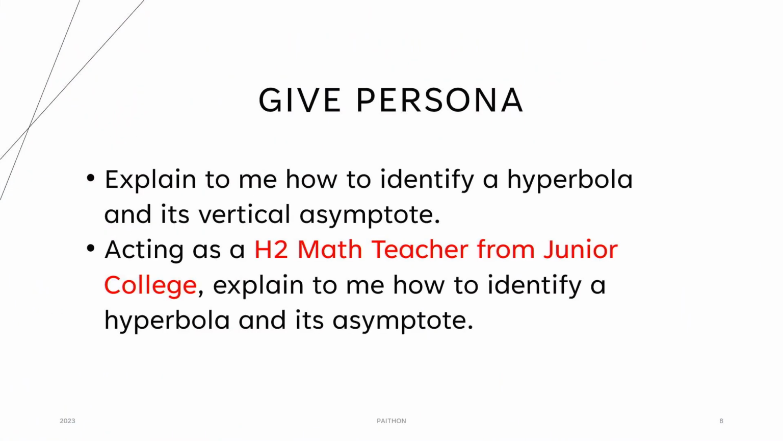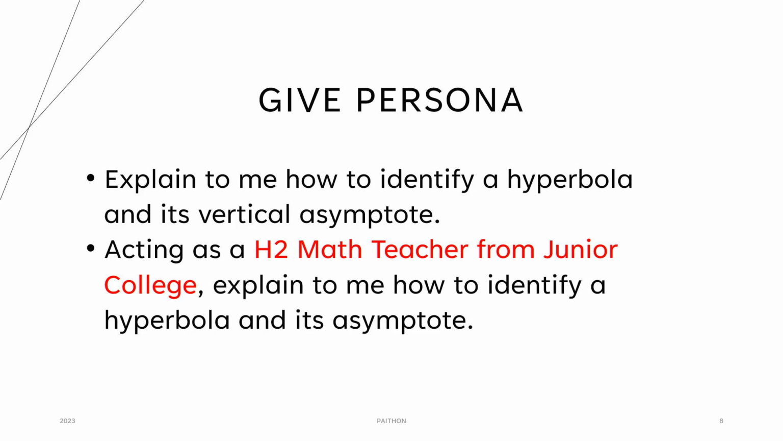So the next one, this is the one that I curated for currently touching the A-level syllabus. I'm pretty sure quite a number of us take H2 Econs, or H2 Math in this case. So I'll be using these two different prompts, which is explain to me how to identify a hyperbola and a vertical asymptote.